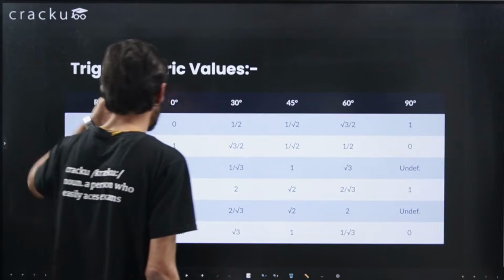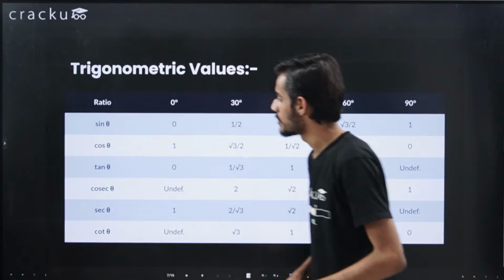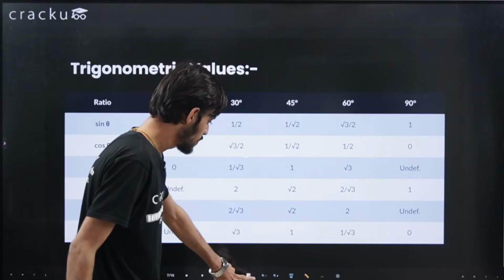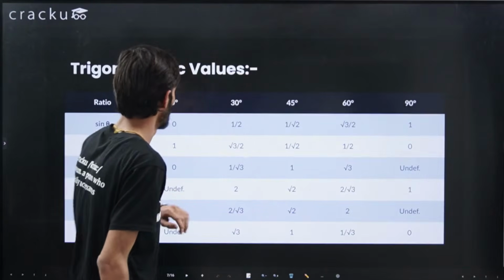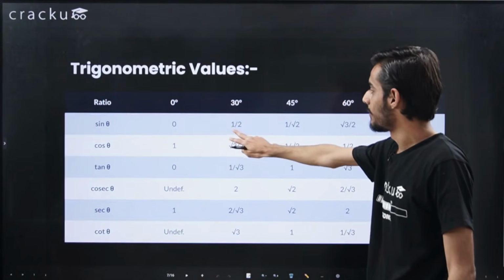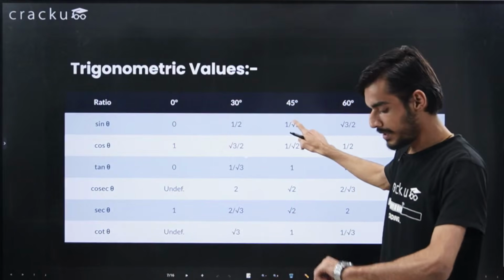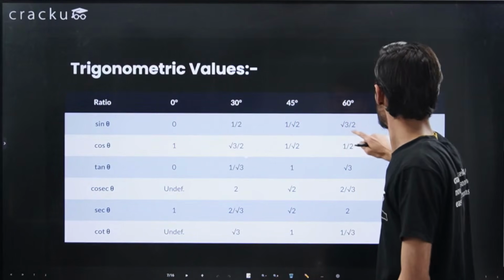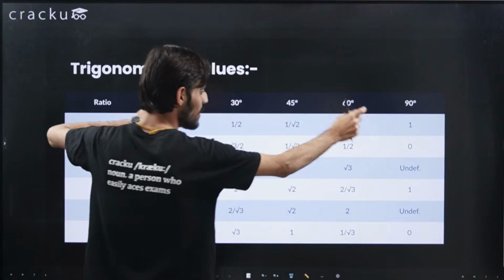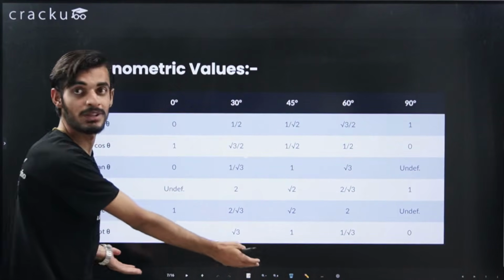Okay, moving ahead. So these are a few values about the sine, cos, tan, cosec, sec, and cot. You need to just remember the first row. That sine of 0 is 0, sine of 30 is 1 by 2, sine of 45 is 1 by root 2, sine of 60 is root 3 by 2, and sine of 90 is 1. So if you can just remember this first row, you will be able to derive all the remaining values.